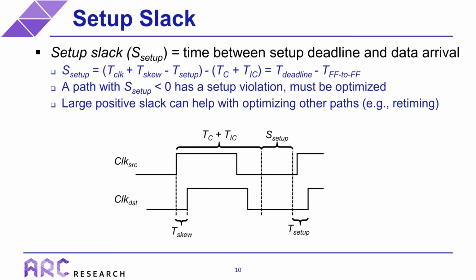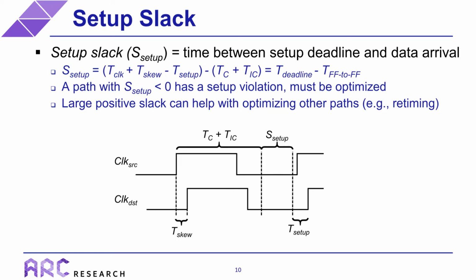So when the setup slack is less than 0 or is negative for a given path, this means that this particular path has a setup violation and has to be optimized. Now, a positive slack means that that path meets timing constraints, but it is important to realize that there still might be benefits to further optimizing that path.